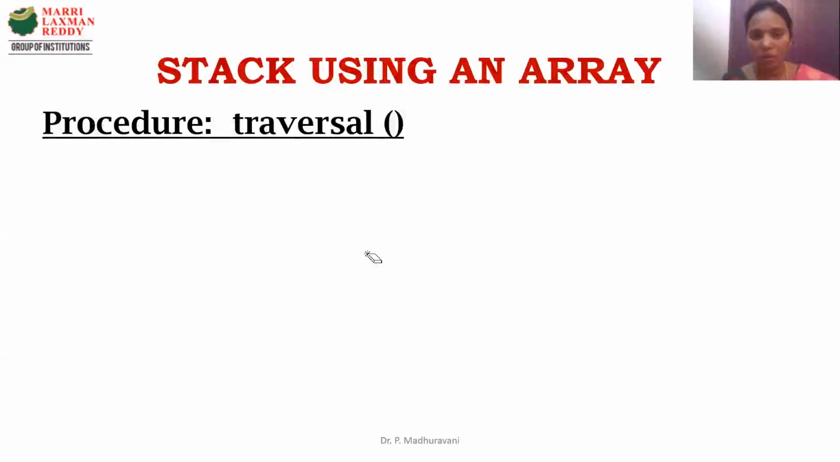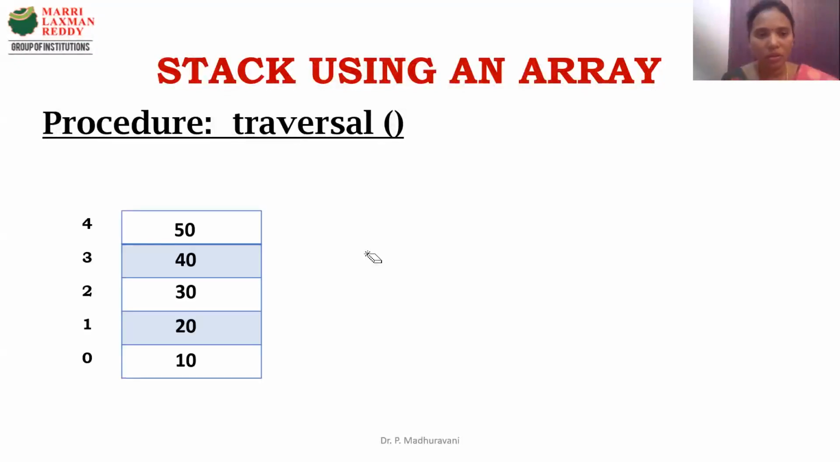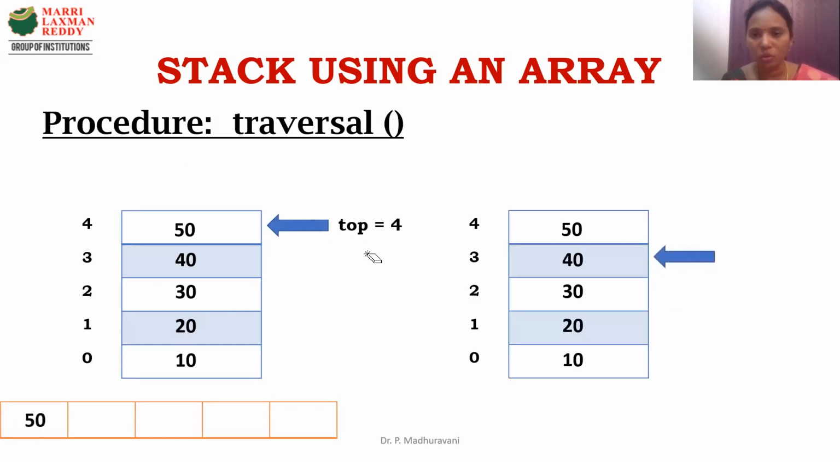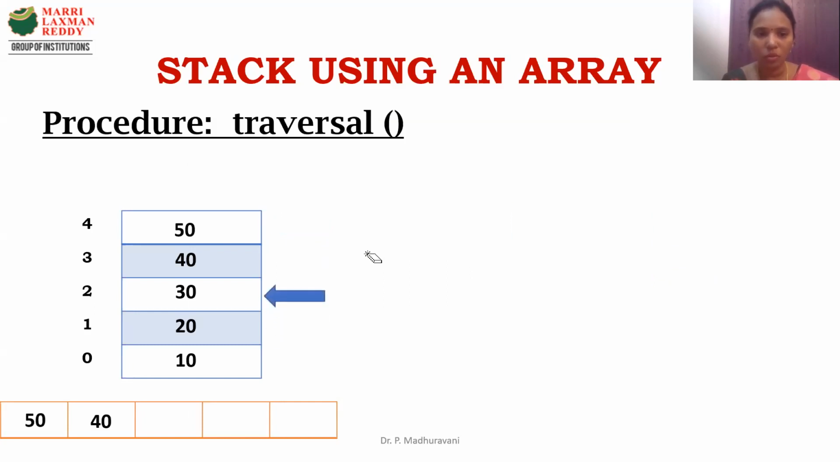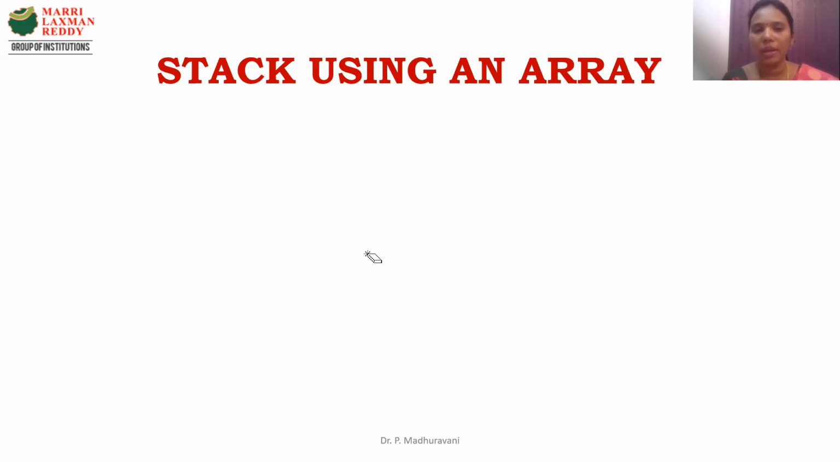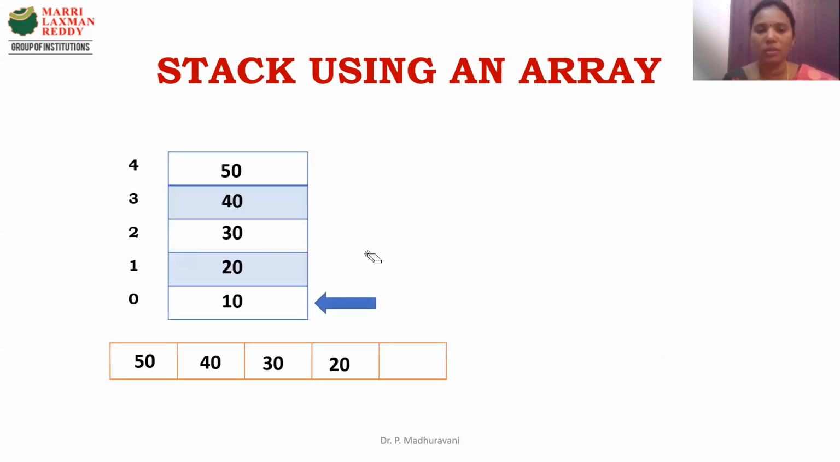Let me explain the traversal operation on stack. Consider a stack of 5 elements, and we know that the top element is accessed by using top. Now the top is pointing to position 4. So we'll be able to display the topmost element, that is 50. Next we'll decrement the position to 3 and we'll display 40. Then we'll decrement the position to 2 and display 30. Next we'll decrement the position and display 20. And at the end, decrement the position to 0 and display 10.